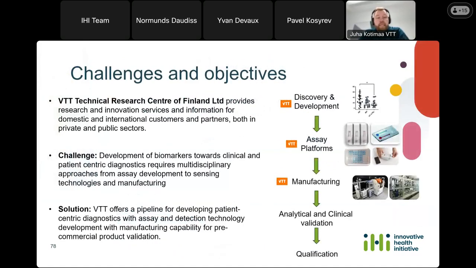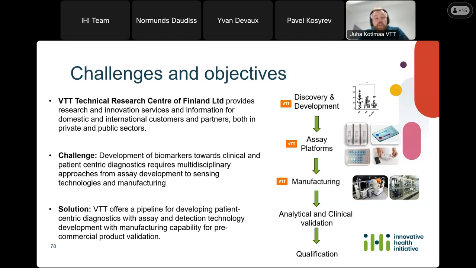So VTT is a state-owned research entity that is truly multidisciplinary. We span from nuclear research to quantum computing and bioprocess industry and different sensing technologies. We work with both private and public customers, academia, consortia, and naturally we have our own development projects and focus areas, and one of these happened to be biosensing.